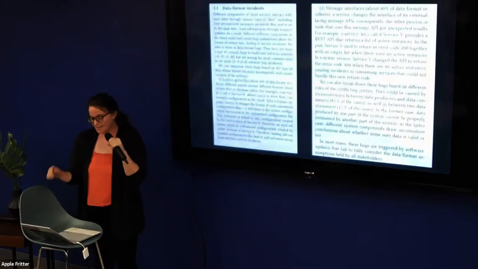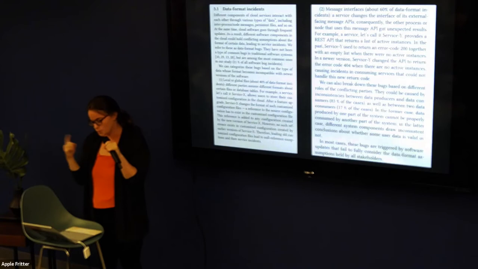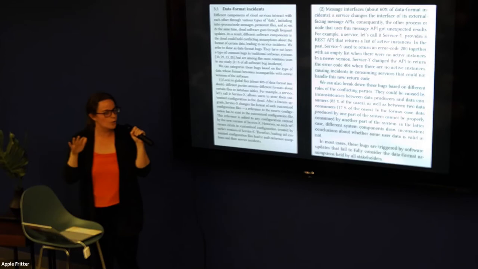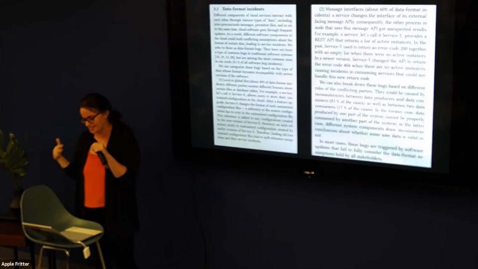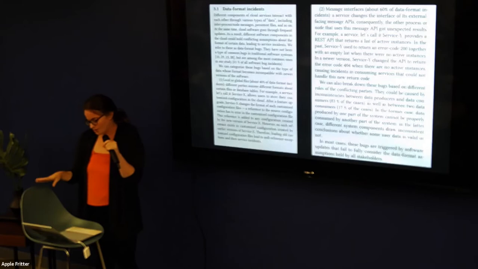So when it comes to data format incidents, there are two ways that they categorize these. One was a local file, so anything changing in a database or a certain file, like maybe a config file. Or it was a message interface, so your API has changed version, which I'm sure a lot of people can commiserate with because that happens all the time. So those broke things, and then it caused data center failure.